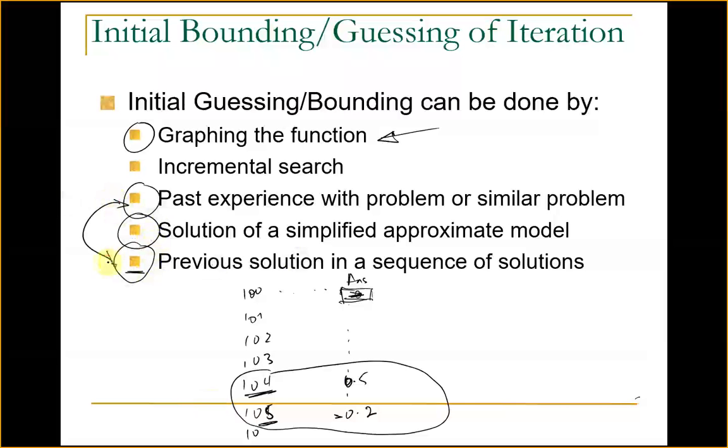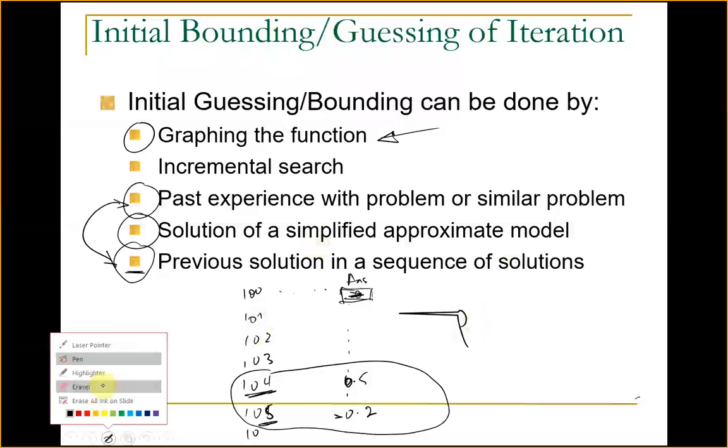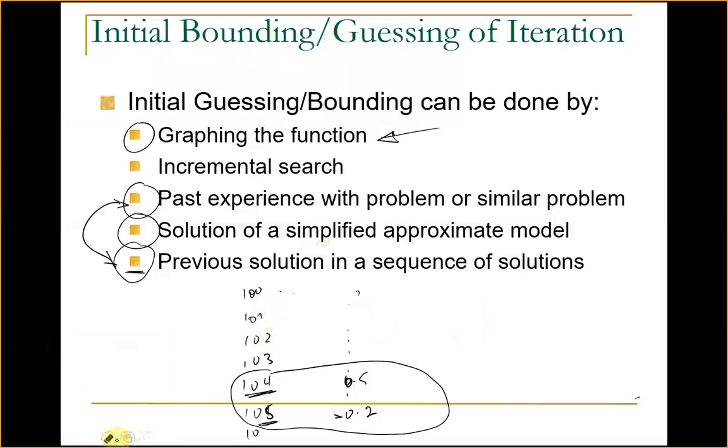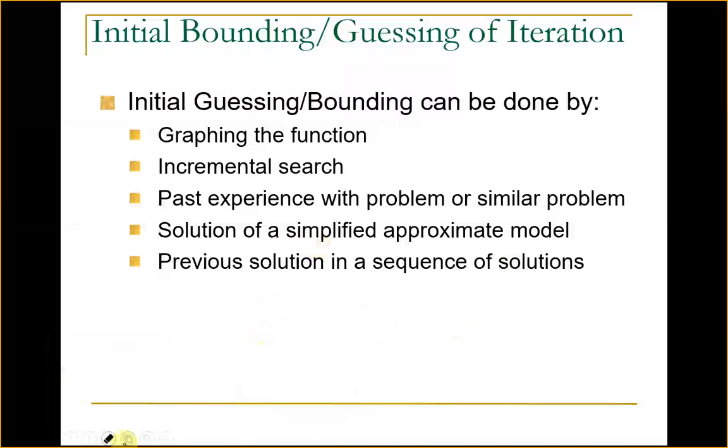Sir, can you explain the previous one, simplified model, again? Simplified model. Okay, let me use the ideal gas. No gas is truly ideal. Let us say I want to calculate the density of a gas. Let me erase everything on the slide. So the ideal gas equation is density equal to P over RT. This is for an ideal gas.